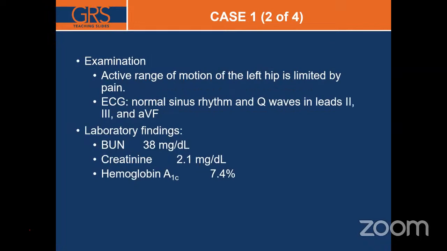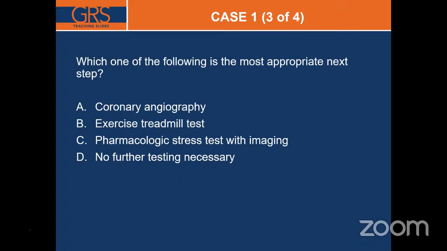On examination, active range of motion on the left hip is limited by pain. In his ECG, there is normal sinus rhythm and Q waves in leads 2, 3, and aVF. So he had old ischemia, right? Laboratory findings: BUN 38, creatinine 2.1, and hemoglobin A1C 7.4%. Which of the following is the most appropriate next step? Coronary angiography, exercise treadmill testing, pharmacologic stress test with imaging, or no further test necessary. I will give you 15 seconds.